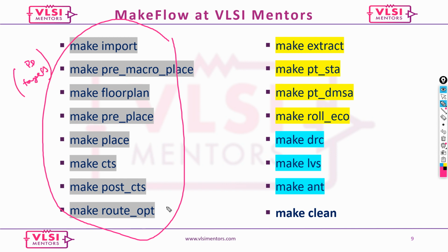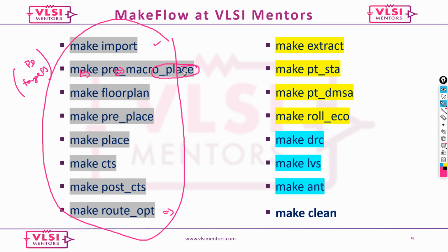So if I just say make route top, having just created my design area with all the inputs that are needed, what it will do is run the import stage first, and then the next is going to be make floor plan, because this is an optional stage. So remember this: you can define which are the must stages and which are optional stages. This is only if you have macros and have to do macro placement. Otherwise you don't need this stage at all.